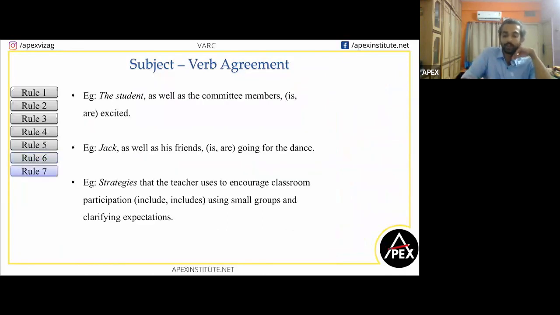Next, look at this one and tell me what will be the answer. Let's see how many of you will get this correct. Basically, do you know that all of you are wrong? All of you are saying are, no. Okay, very nice. I'll tell you the problem.